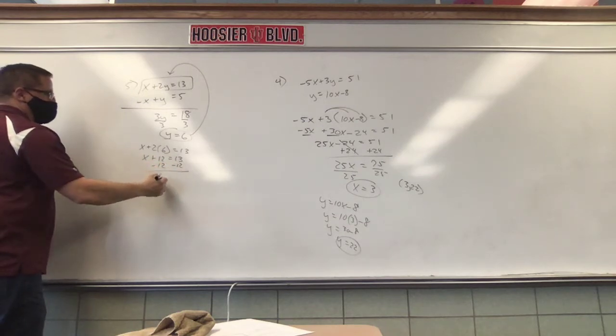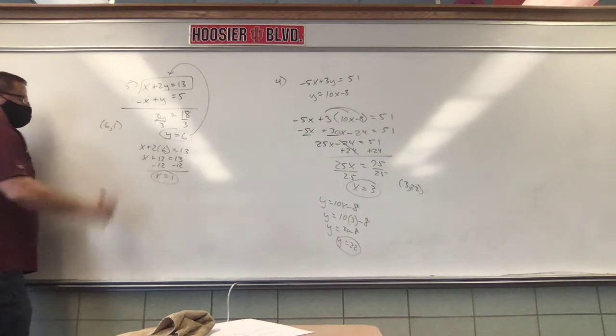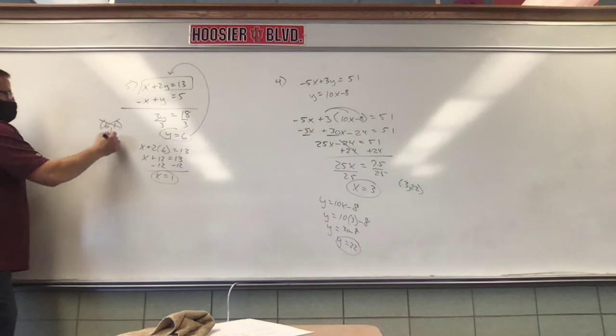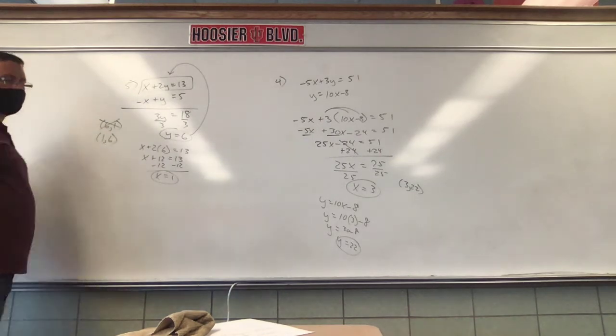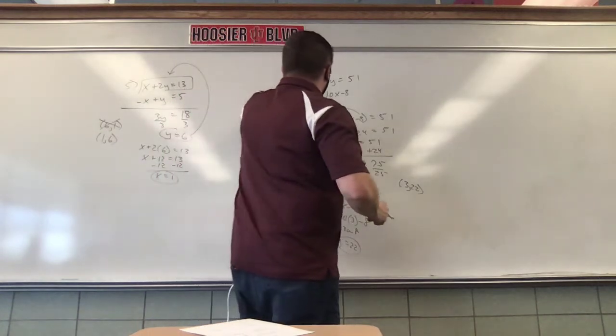X is 13 minus 12. So the answer is 6, 1. Very good. It's not 6, 1, it's 1, 6. You don't have to write it like that, but if you do, you gotta put them in the right order. X comes before y.